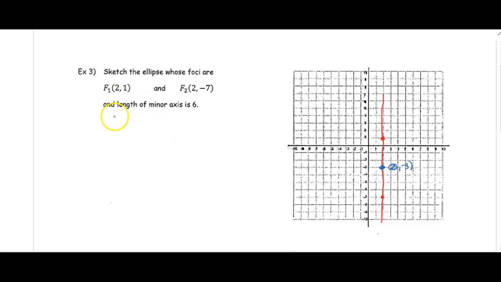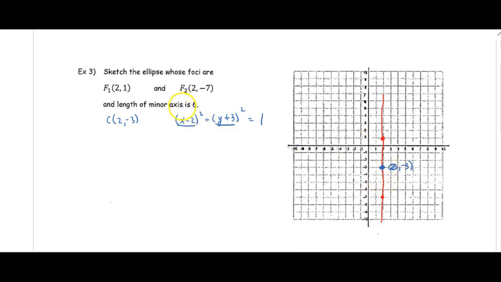So right away, if my center is at 2, negative 3, I can start this equation out real easily. (x minus 2) all squared plus (y minus negative 3), which becomes (y plus 3) all squared, equals 1. But now I have to find this a and b.